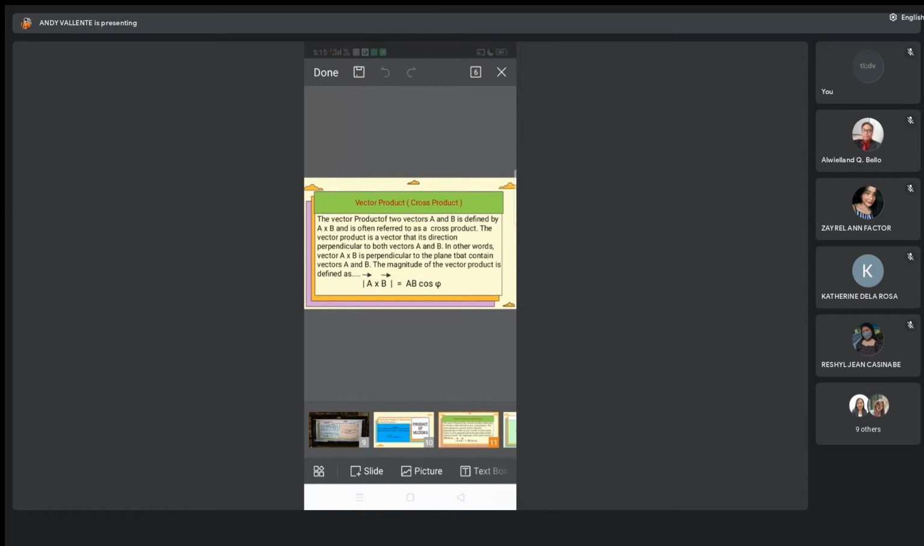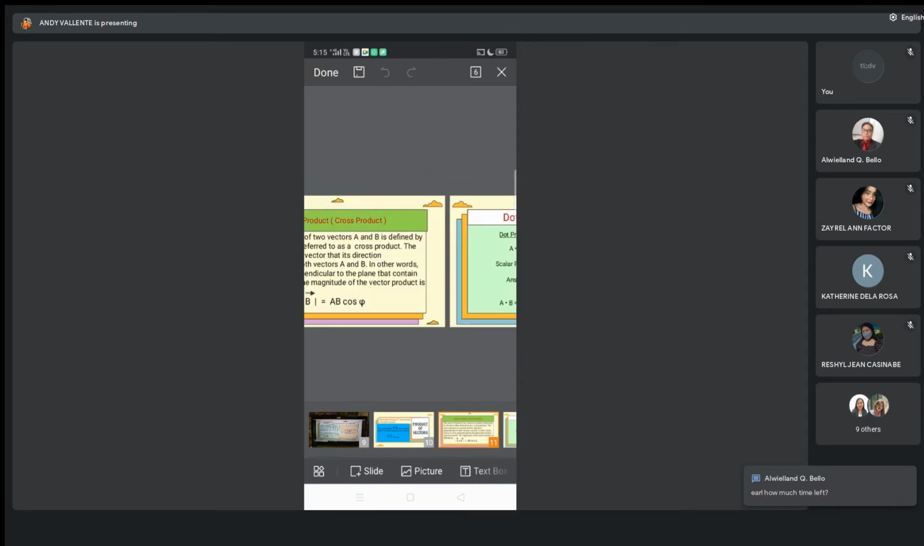Vector product or the cross product. The vector product of two vectors A and B is defined by A cross B and is often referred to as a cross product. The vector product is a vector whose direction is perpendicular to both vectors A and B. In other words, vector A cross B is perpendicular to the plane that contains vectors A and B. The magnitude of the vector product is defined as |A cross B| = AB sin phi.